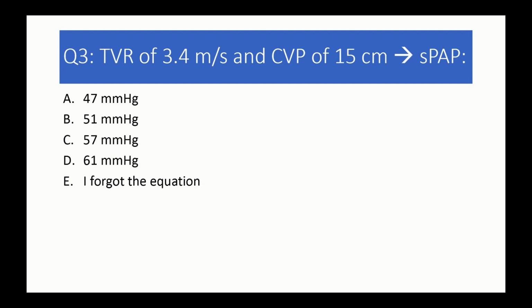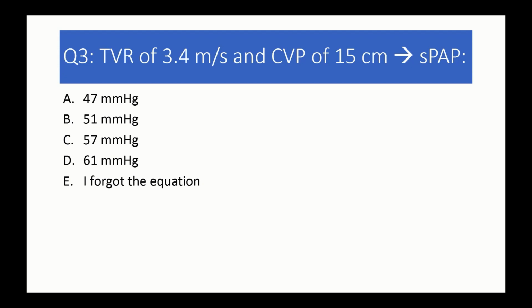Shouldn't take too long to do if you use your smart device, or if you can square things in your mind. This is a trick question. If you're multiplying 3.4 times 3.4, you will end up with 11.56. You multiply that by 4, you get 46. And the next step is the trick part.